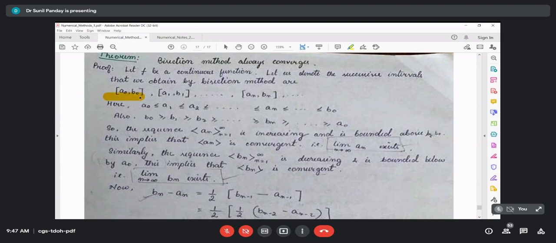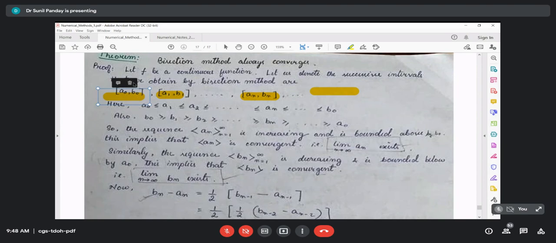So let us denote the successive intervals that we obtained by the bisection method. Suppose the first interval is a naught comma b naught, and then in the second iteration, a1 comma b1. Either this a1 is a naught plus b naught by 2, or this b1 is a naught plus b naught by 2. And similarly we will get a n comma b n, and if we iterate till infinity, we get this kind of sequence of intervals in the bisection method.